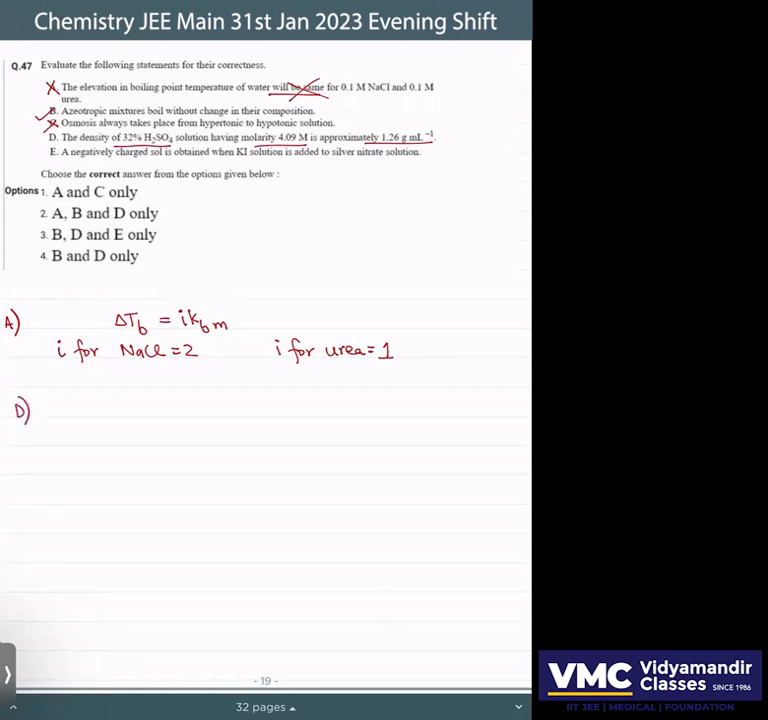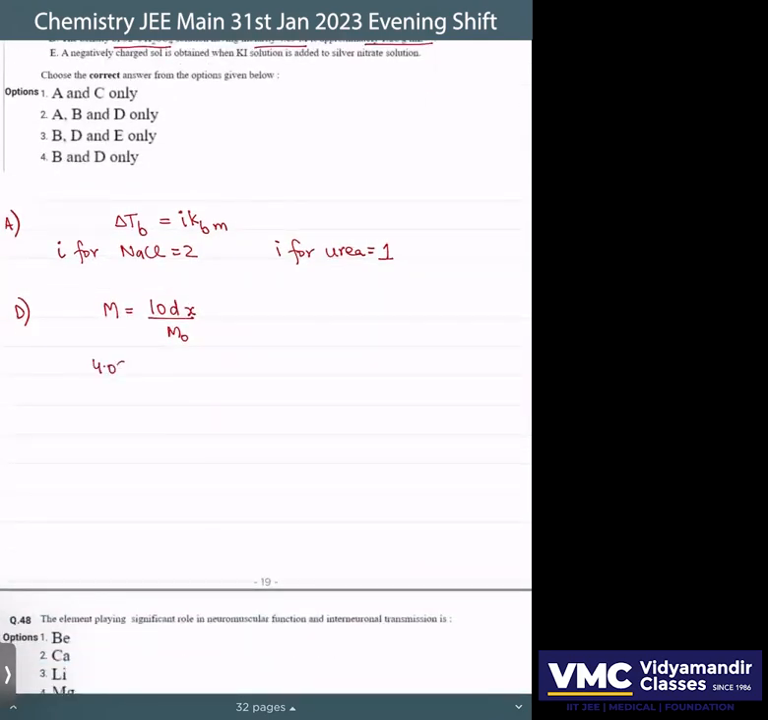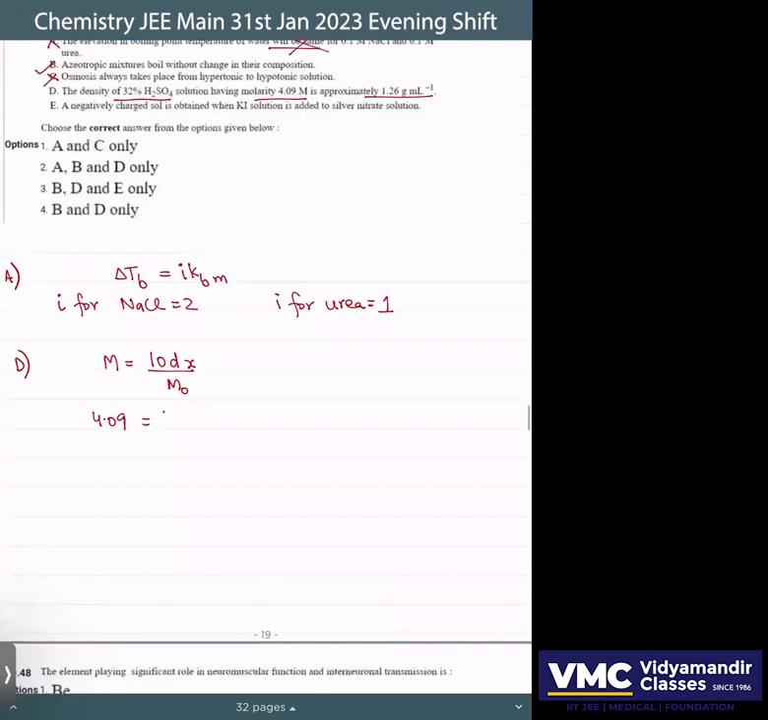We have to calculate this. The formula relating molarity, density and mass percentage: molarity is 10dx upon molar mass. Molarity is given as 4.09. Density we have to evaluate. Mass percentage is given as 32. And molar mass of sulfuric acid, we know, is 98. So when we calculate this, we get density as approximately 1.26 gram per ml. So yes, option D is a correct statement.